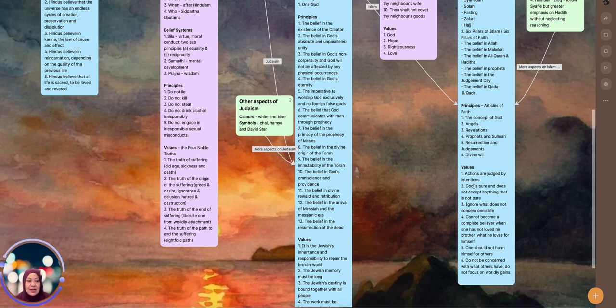Especially, actions are judged by the intentions. That's always the first thing when you talk about what you want to do in your life. So it's always actions are judged by your intention.